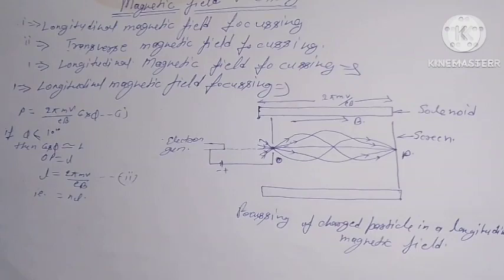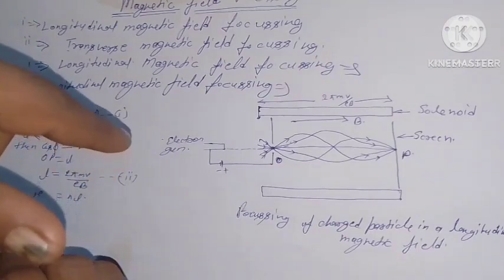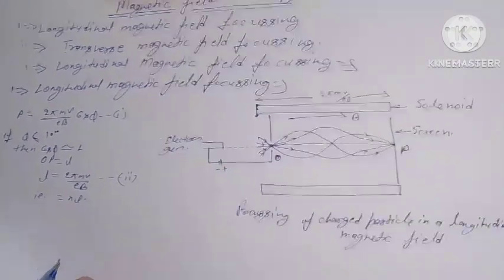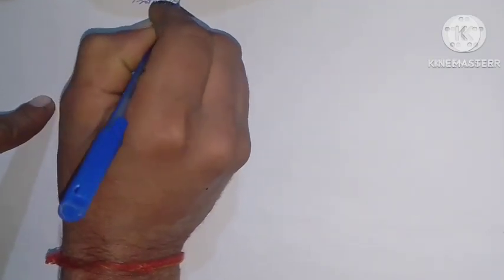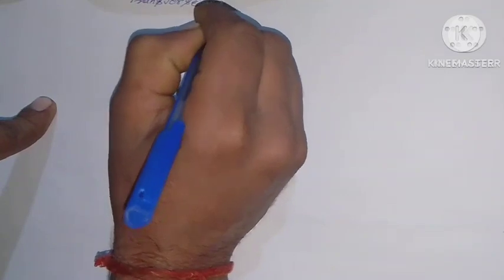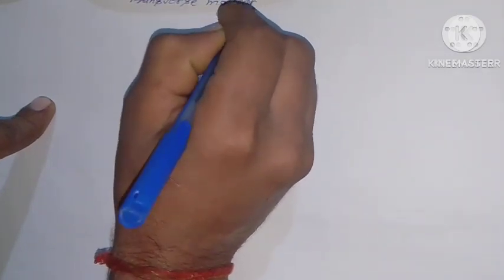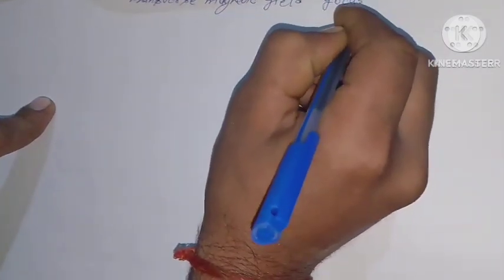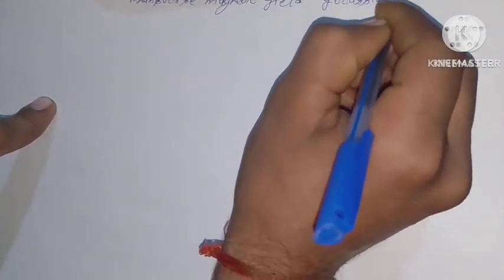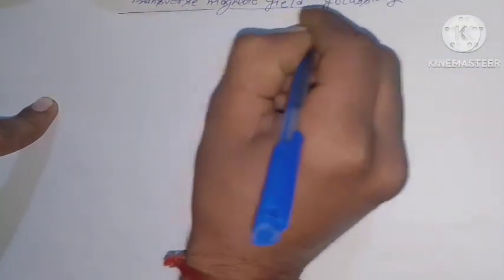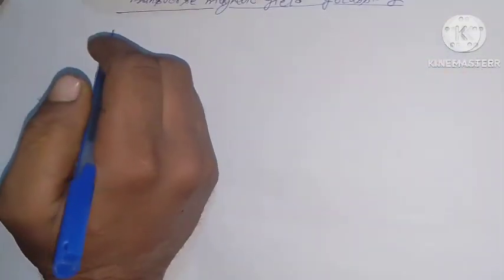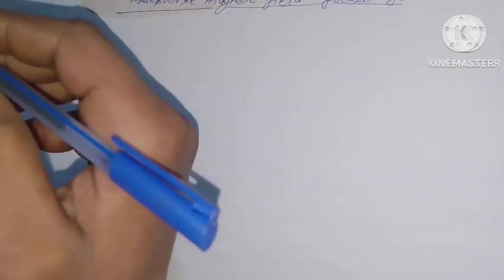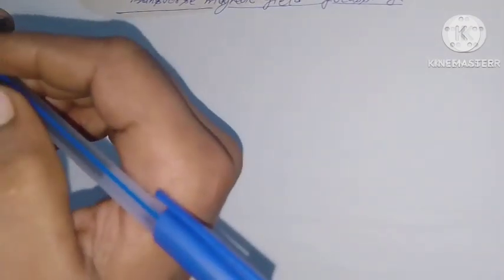Second point, transverse magnetic field focusing. This method is very useful in separating the isotopes.